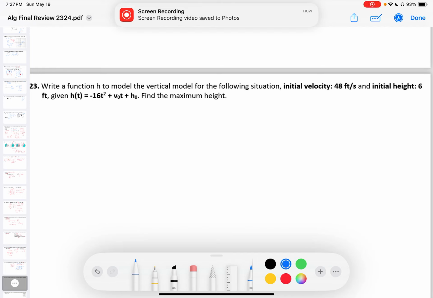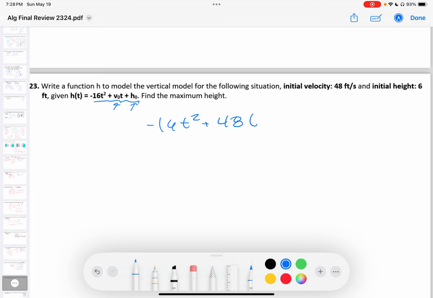All right, 23, we got our vertical motion model. So we have our equation here. Again, that's initial velocity, that's initial height. So I'm going to rewrite this as negative 16t squared plus 48t plus 6. Again, 48 was my initial velocity, and 6 was my initial height. So that's the equation.